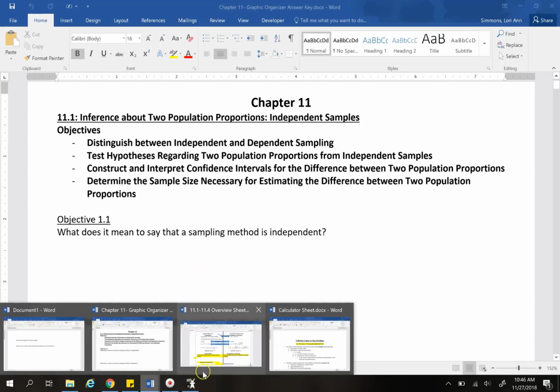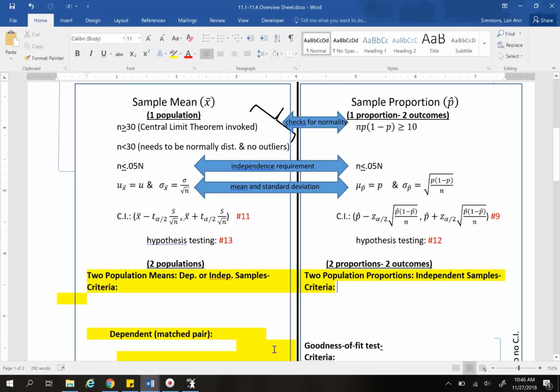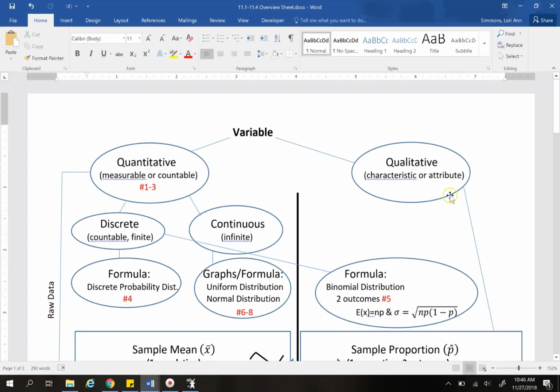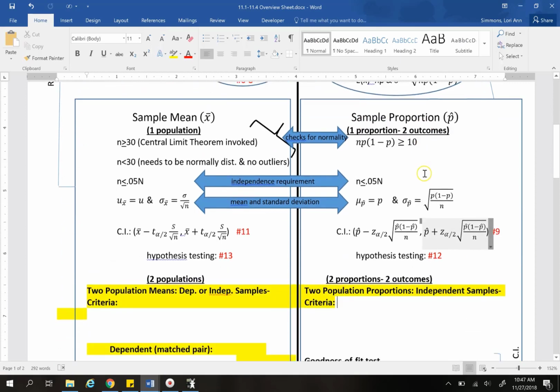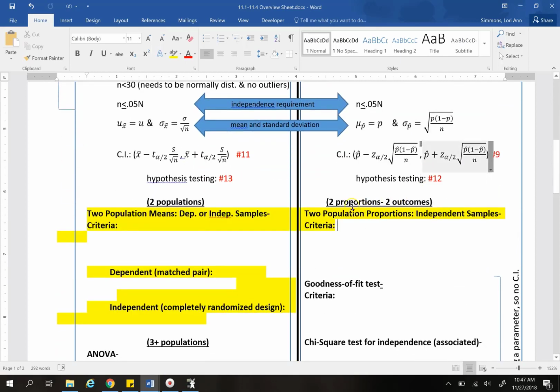Let's take a look at the overview sheet. We are working on this lesson for two population proportions, so that is a qualitative data proportions and two that are independent. So for this lesson, we should be able to fill in this area right here.